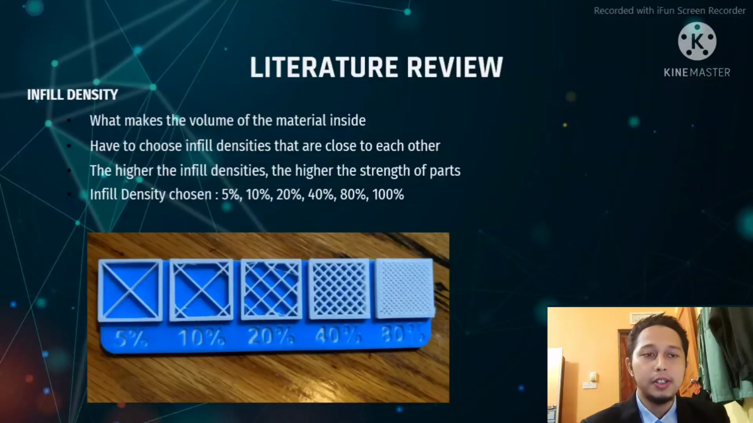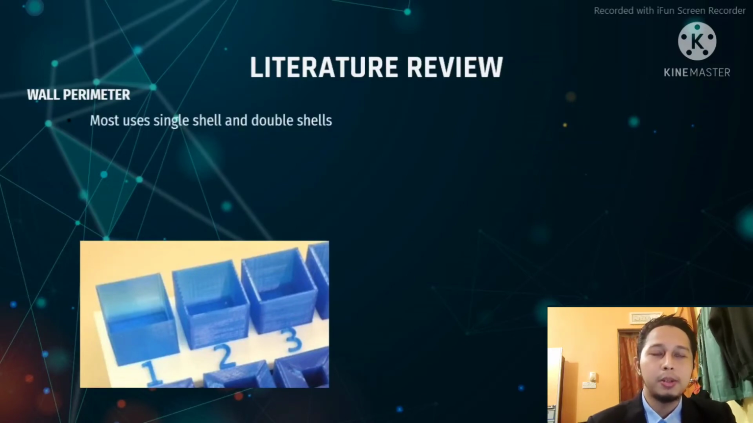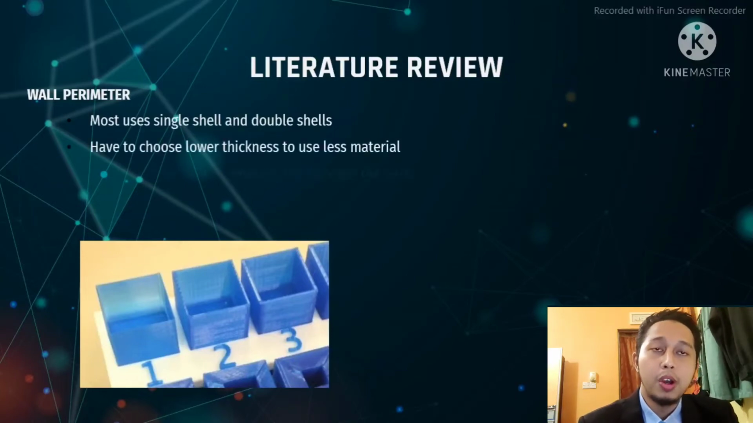The wall perimeter is sometimes referred to as shells, and most of the time, people will use single shell, double shell, and so on. The thicker the wall perimeter, the stronger the parts, but it uses more material in the process. The wall perimeters chosen are 1 mm, 2 mm, and 3 mm.